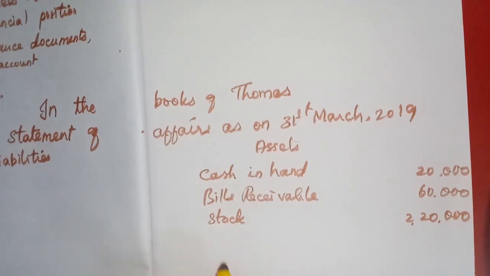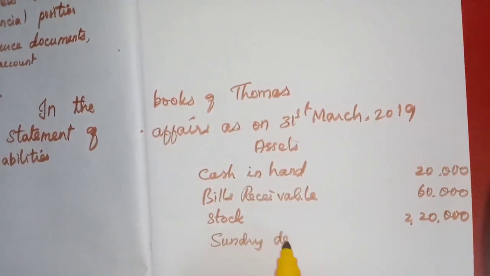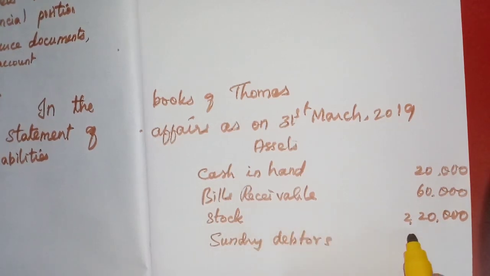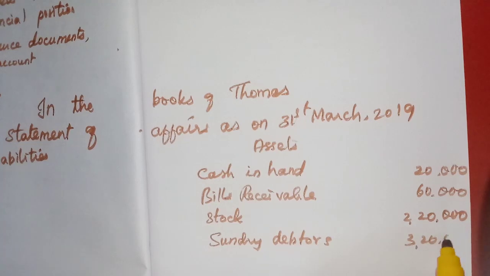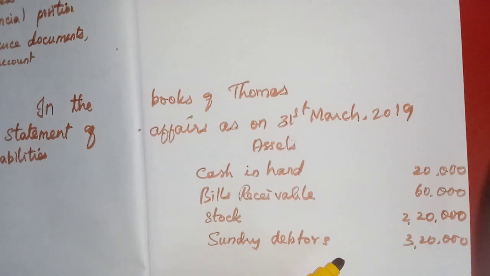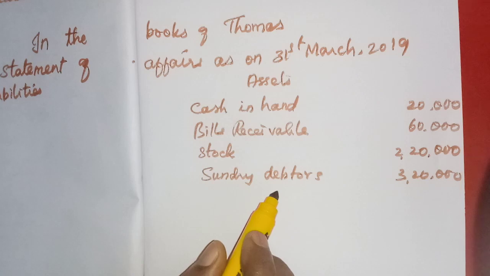Then sundry debtors, sundry debtors 3,20,000. Sundry debtors. Okay, all the current assets are over. Now we have to write the fixed assets. Okay, fixed assets.